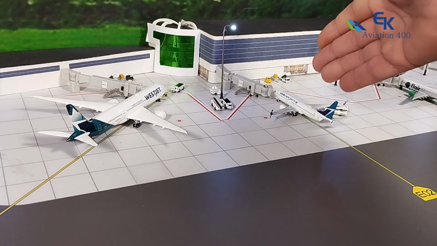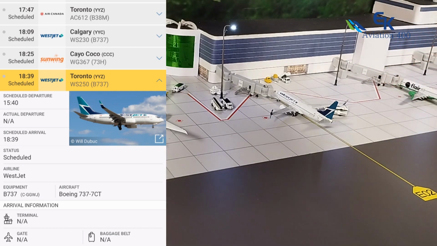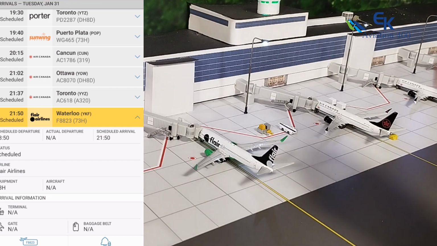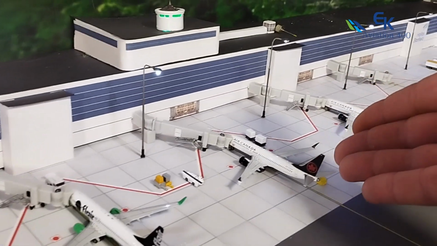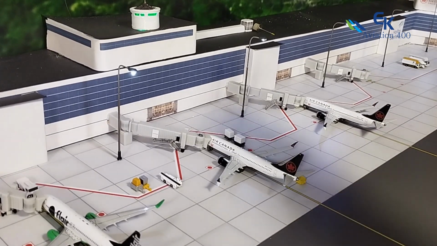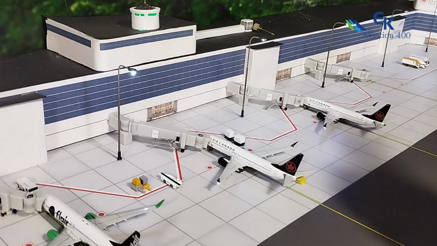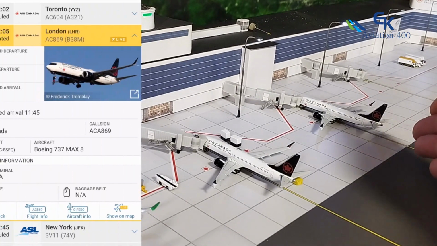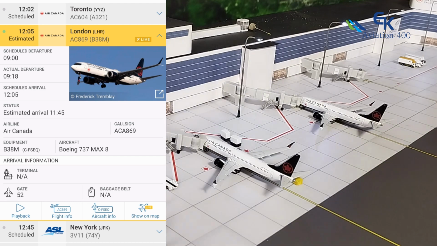Right next we have another WestJet 737-800. This flight is real, based on Flightradar. Flair Airlines 737-800, based on Flightradar. We have an Air Canada MAX 8 here. This aircraft comes from Glasgow. It is real to my airport. Plus we created a route between Glasgow South and EK Aviation 400, between our 2 airports, because we have the same model also. And right next we have another Boeing 737 MAX 8 from Air Canada again.